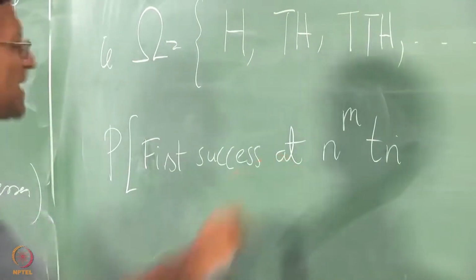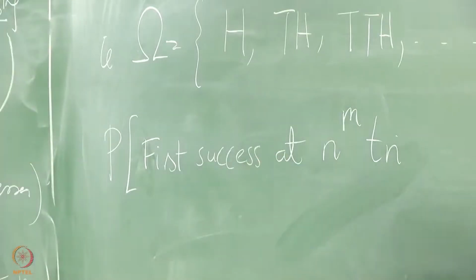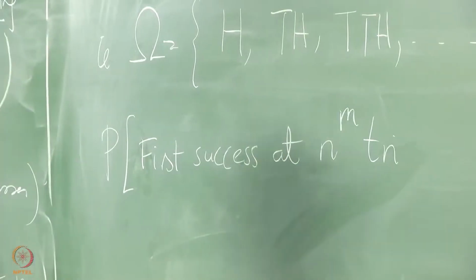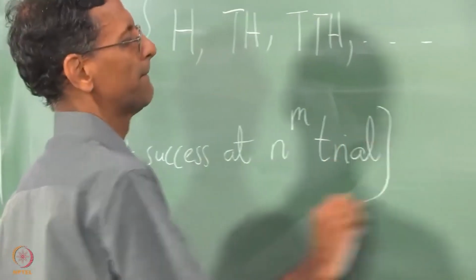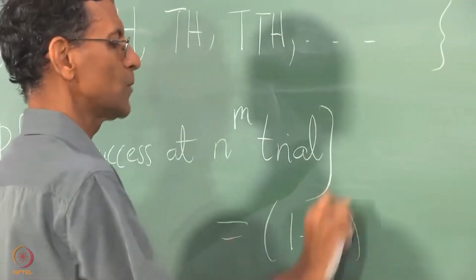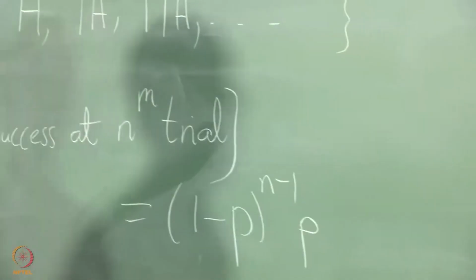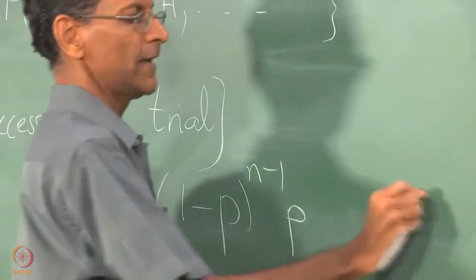This n is not the same as that n, but since I started writing n, I will stick to it. What is this? Turns out that this is 1 minus p to the power of n minus 1 into p, right, for n greater than or equal to 1.